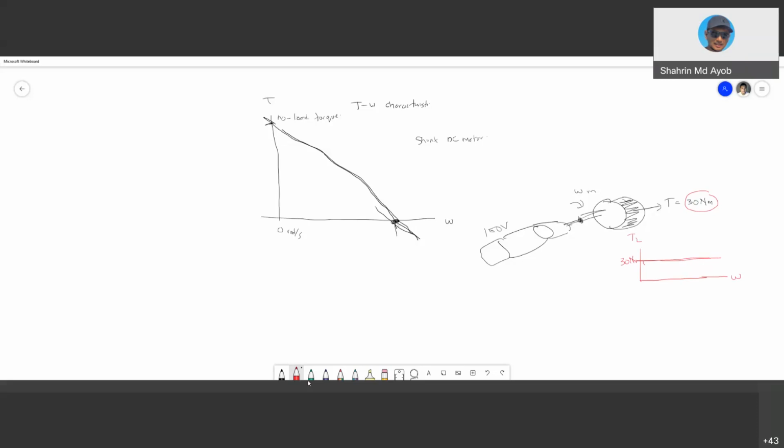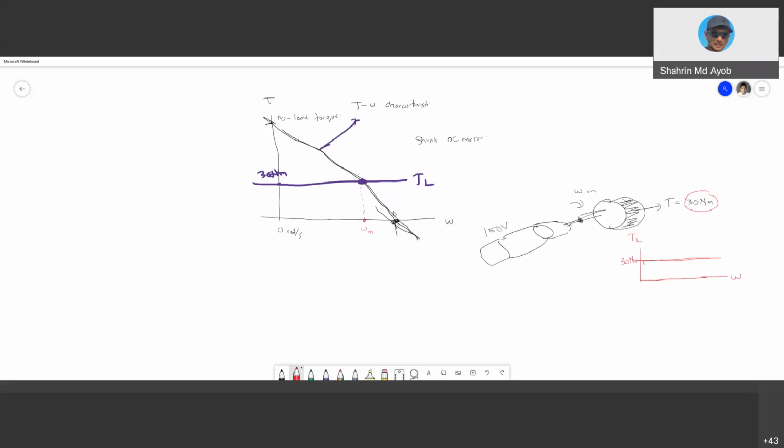So this one is the torque speed characteristic of the motor. If you plot the load torque line, which is 30 Newton meter, the intersection between the load torque and the motor speed characteristic will give you the value of the speed of the motor. That is how we determine the speed of the motor.